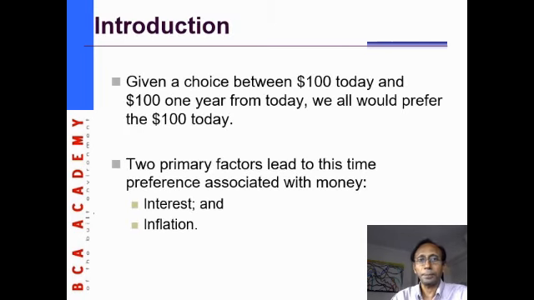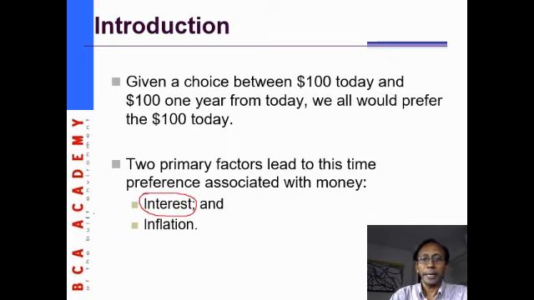So putting it differently, given a choice between $100 today and $100 1 year from today, which one would you prefer? I'm sure $100 today, because if you get $100 today, you can deposit it in a bank and collect interest, and 1 year from now it will become more than $100. So that means the value of the money is associated with interest.